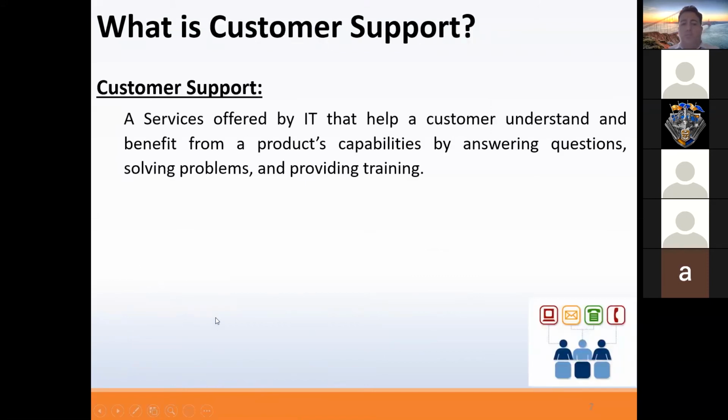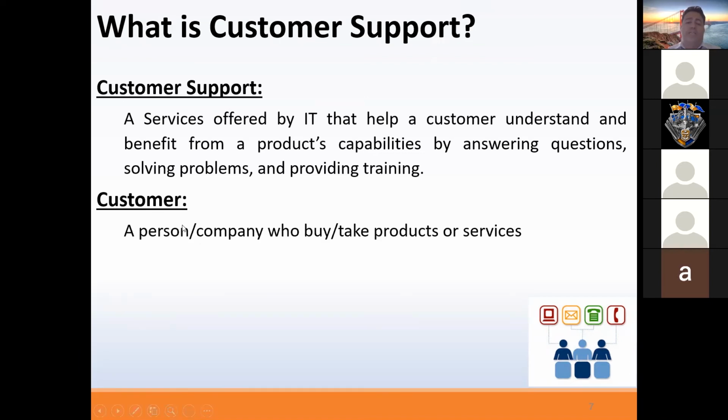So what is customer support? Customer support is a service offered by the IT team to help customers understand and benefit from their product, by answering their questions, solving their problems, providing training, and helping them. It's a service that the IT department does to help its customers, and we call them customers. We help our customers use the technology that we give to them. Who's the customer? The customer could be a person or a company, somebody who buys or takes your product or your service. So anybody that you are supposed to help, we call them what? Customers.